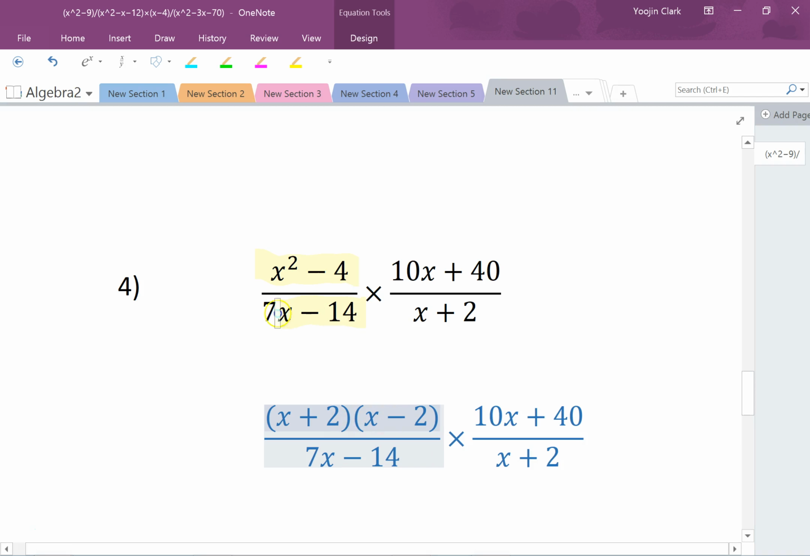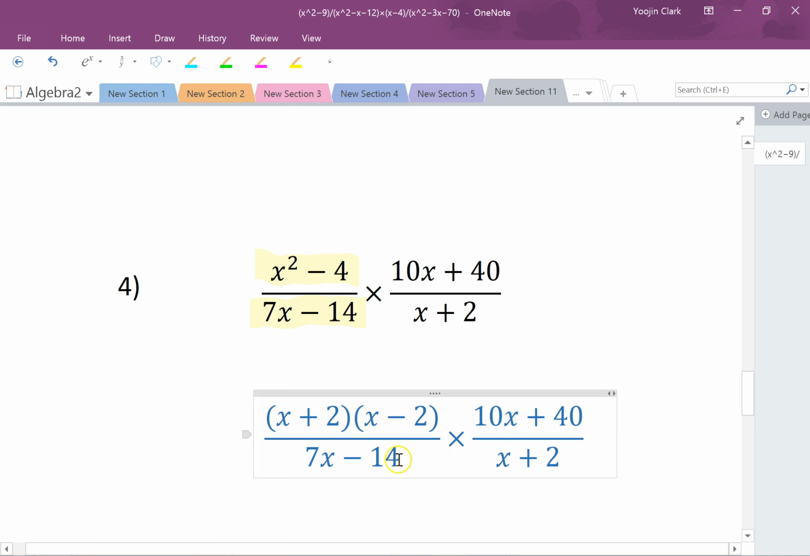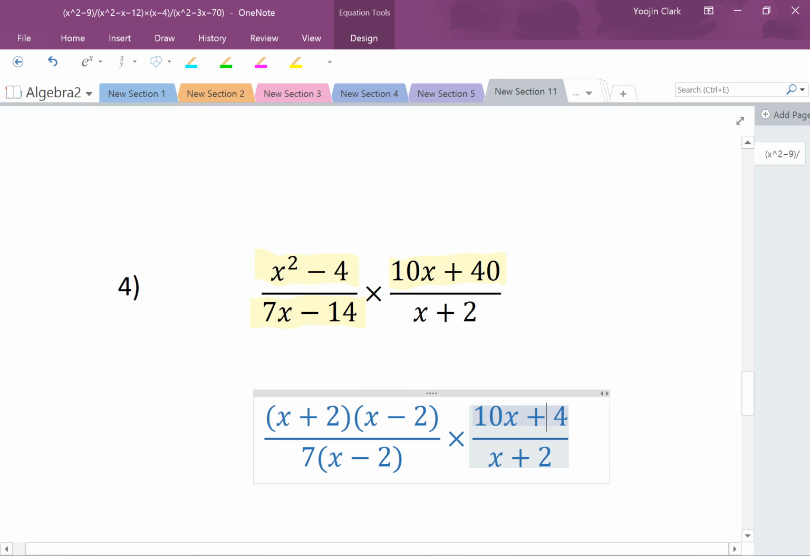And here I see just a GCF. I can take out a 7. And here I have another, just GCF. All I can do is take out a 10. Ten times what? x plus 4? And that seems to be it.